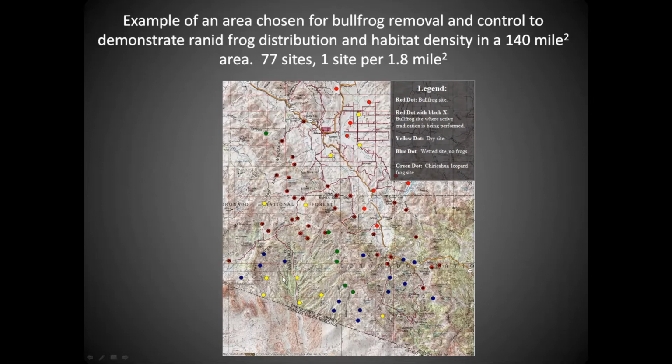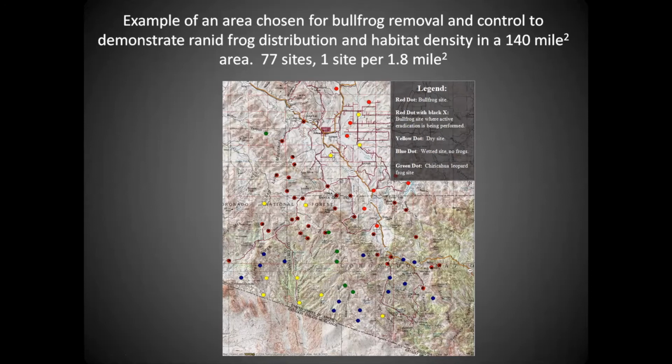We identified these mountains, the urban area. This is the town of Arivaca, and this is a developed area, valley, private land. And this is private land owned by a rancher. So with this, you can develop a really good budget, okay?